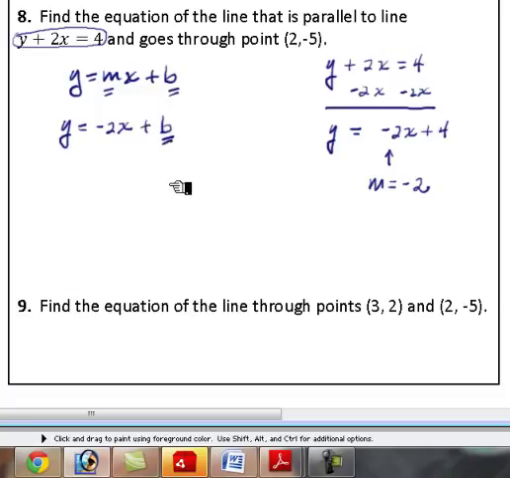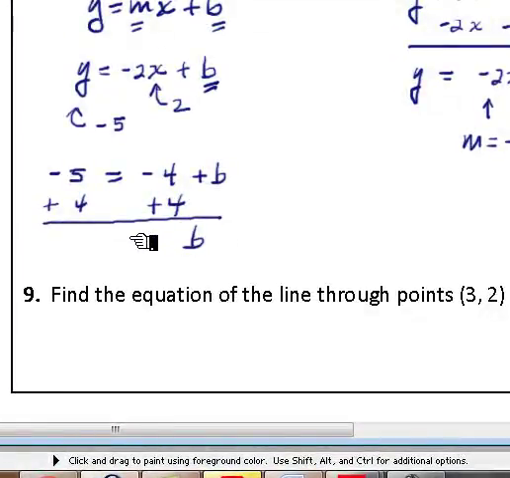And we still have to find b. So like before, we'll find b by substituting in the given point. We'll put x equal 2 and y is equal to minus 5. All right, so we have minus 5 is equal to minus 2 times 2, that's minus 4, plus b. Add 4 to both sides. And we have b is equal to minus 1.